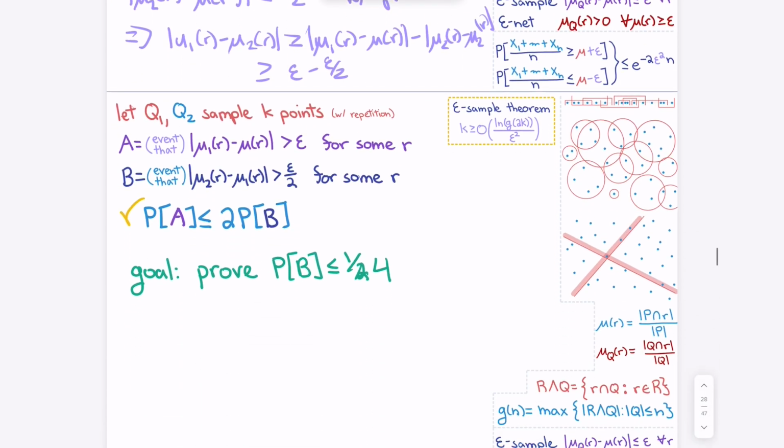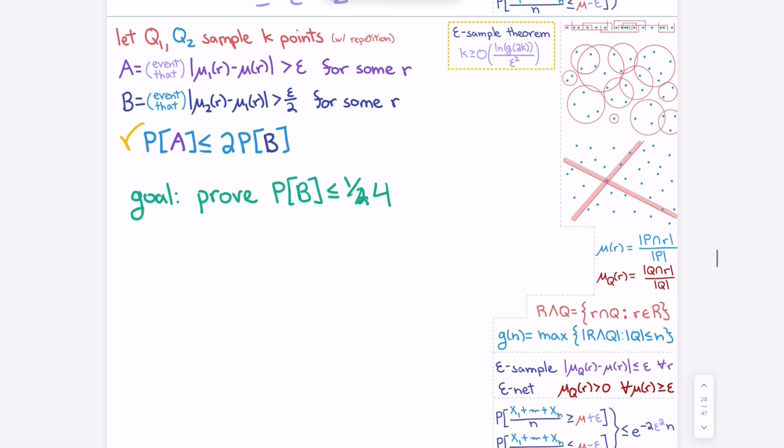Okay, so now I just have to analyze event B, which is what are the odds that there's some range R where the two samples disagree by at least epsilon over 2. Okay? We already see some of the intuition. If I imagine doing one sample before the other, then I sample Q1, and then I only have to check a smaller number of ranges for mu2.